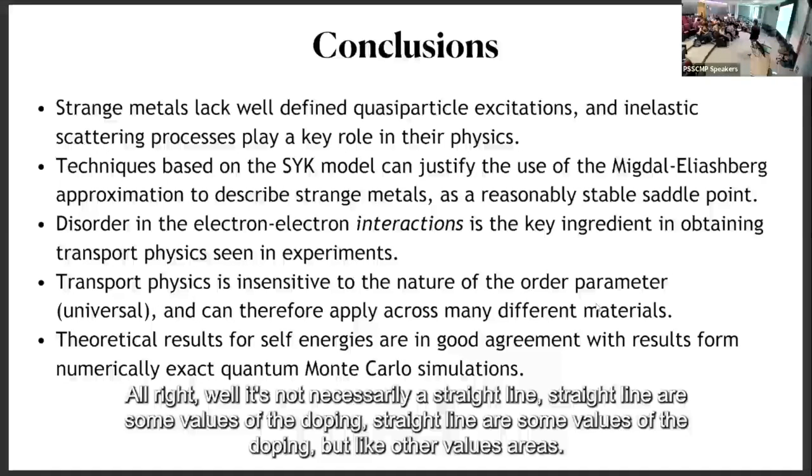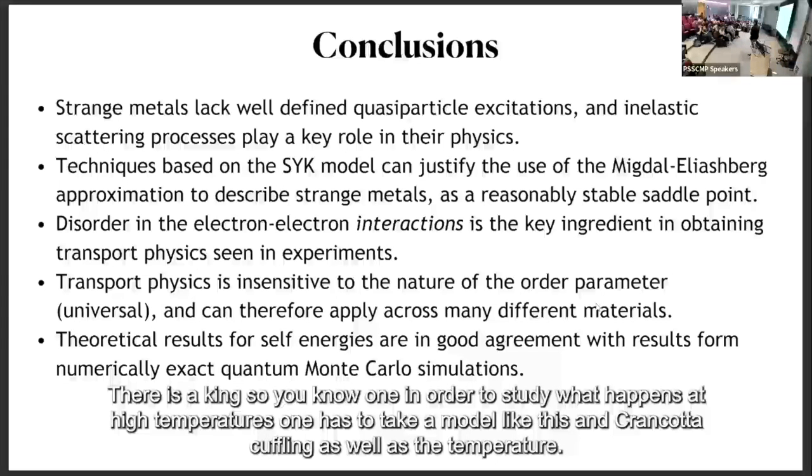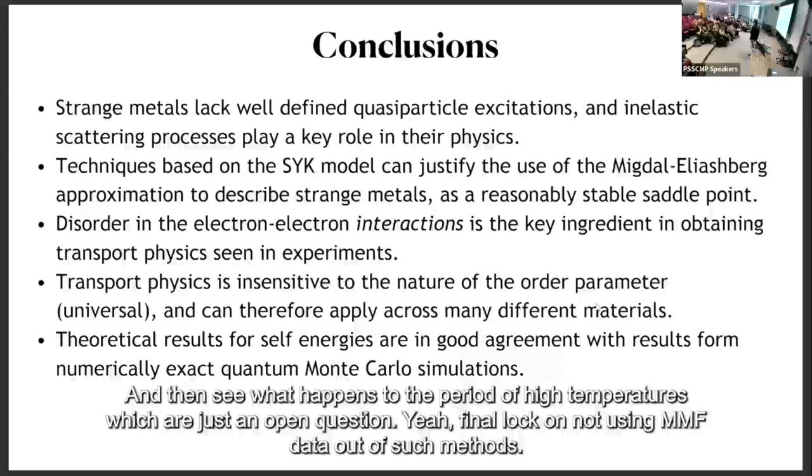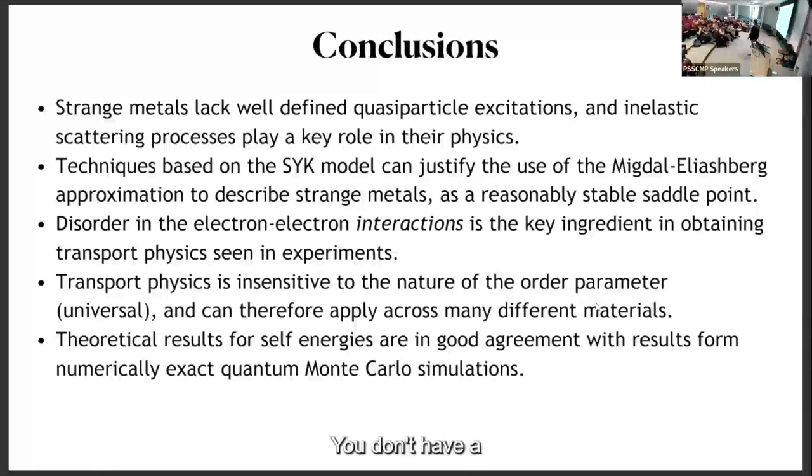Well, it's not necessarily a straight line. It's a straight line at some values of the doping, but at other values there is a kink. So in order to study what happens at high temperatures, one has to take a model like this and crank up the coupling as well as the temperature, and then see what happens to the resistivity at high temperatures, which is an open question, and we're trying to work on that using DMFT and other such methods. But we don't have results yet. Any other questions?